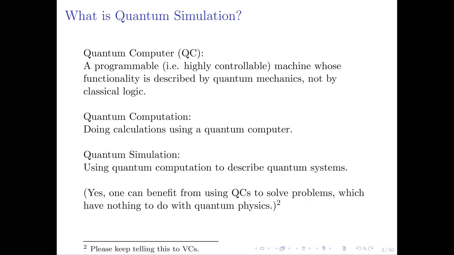So I'll take here a very broad definition of what a quantum computer is. It's basically some programmable device which obeys quantum logic, rather than the binary classical logic. So that's a definition similar to, or you can say stolen from, Richard Feynman. Now, by quantum computation, we mean doing calculations using such a machine.